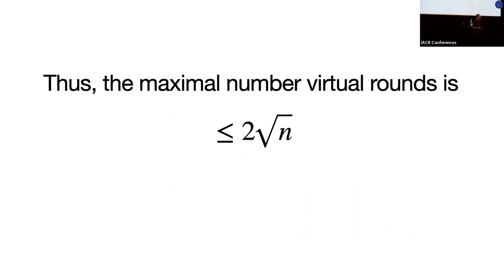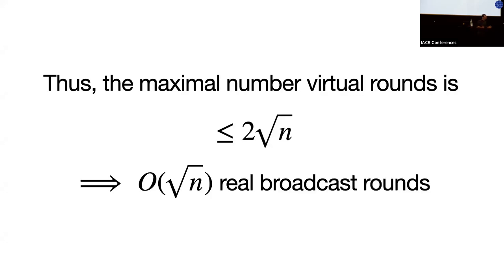So if you add up all the outcomes, you arrive at the conclusion that the maximum number of virtual rounds is 2 square root of n. And since we know it takes only a constant number of real broadcast rounds to realize a virtual round, we know that the total number of rounds in the protocol is O of square root of n.